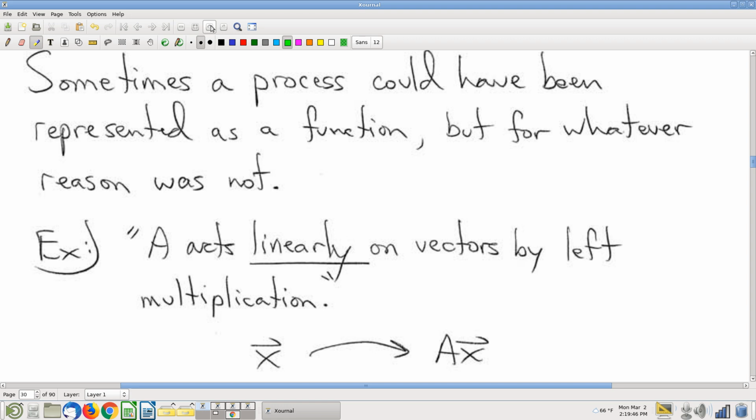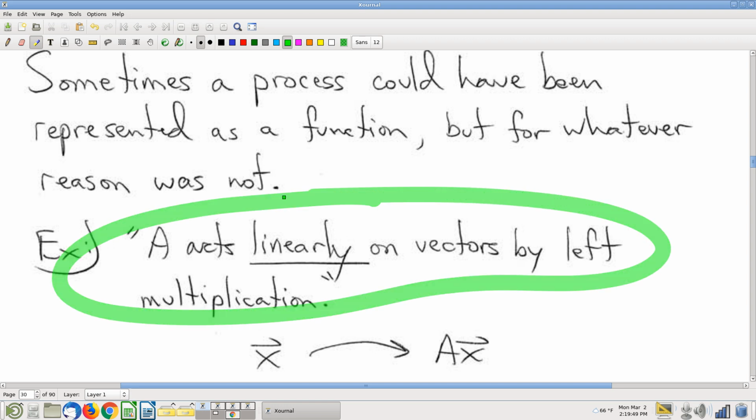So here's a phrase that you will hear said sometimes. A matrix acts linearly on vectors by left multiplication. Okay, so acts linearly. Here's what you should interpret when you see something like this. When you see the term linear, in really any context, the first step is to identify, okay, in this sentence there is some sort of a function being referred to. Step one, identify what is the function that's being referred to here.